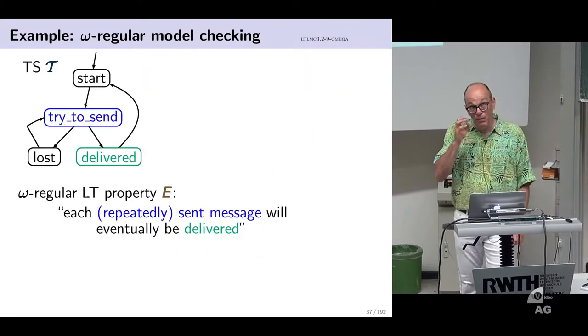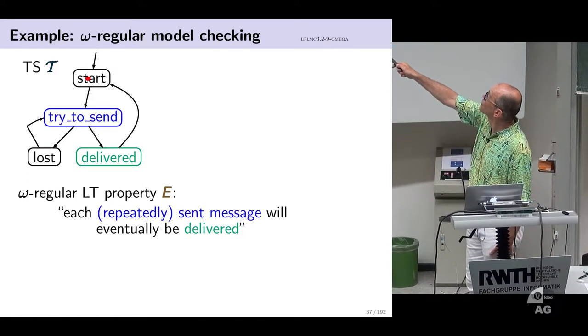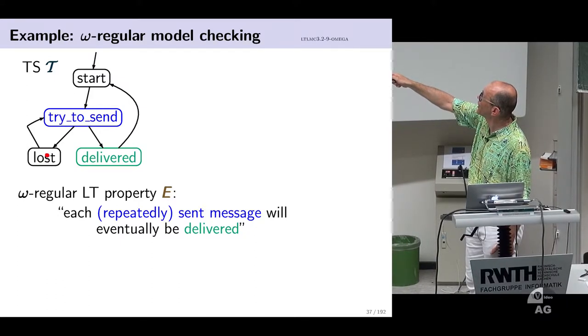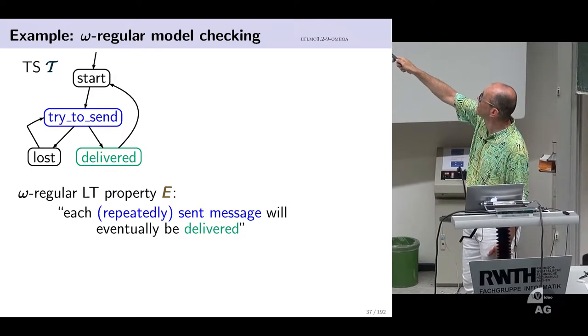Good. Second example. A very simple transition system again. We start in this initial state. Then we can try to send a message. The message can get lost. Then I go here, and then I send the message again. Or the message will be delivered. And if I have the message delivered, I go back to my initial state start.